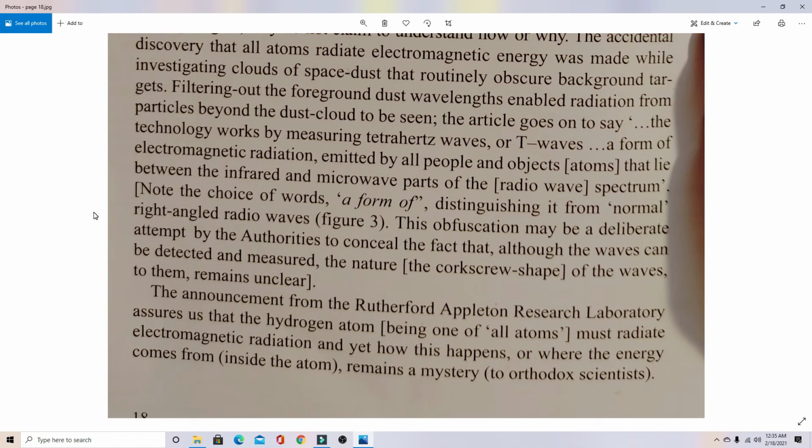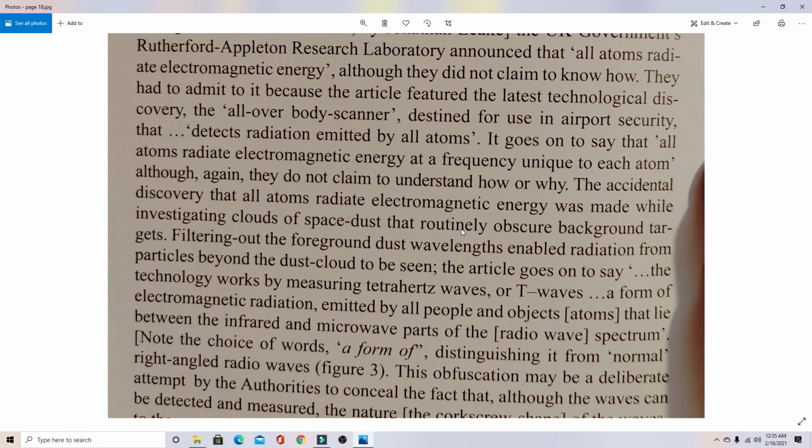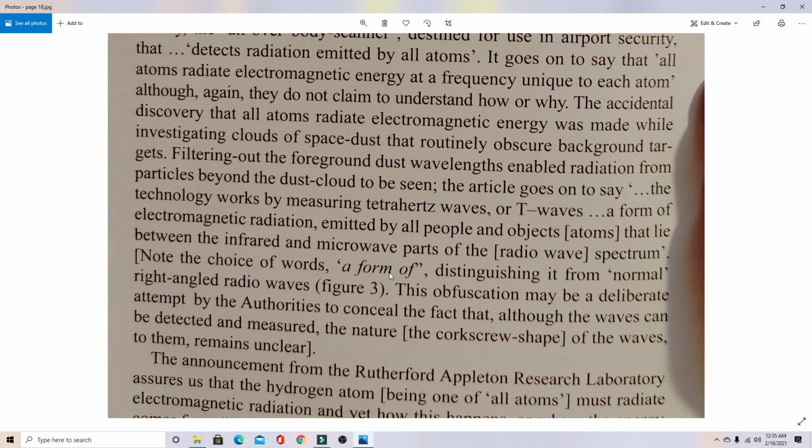I want you to understand how they did this, and he pointed this out. They call this, in this study, a form of right-angled radio waves. You see, they call them terahertz waves or T waves, right? And when you hear that as the average person reading that, you don't associate that with the same thing that allows you to listen to the radio in your car. Do you understand what I mean?